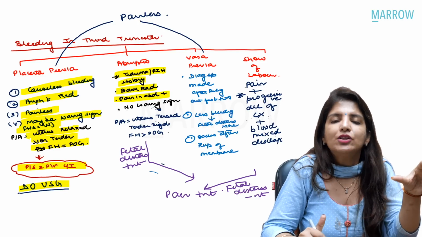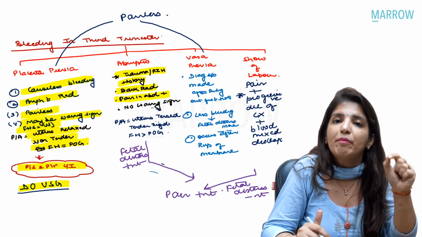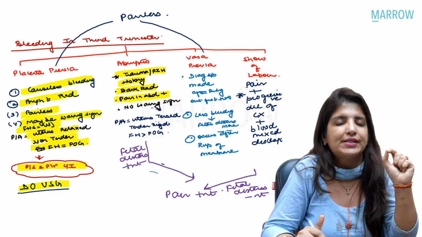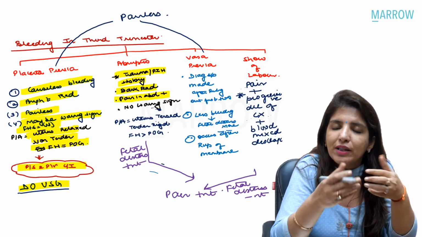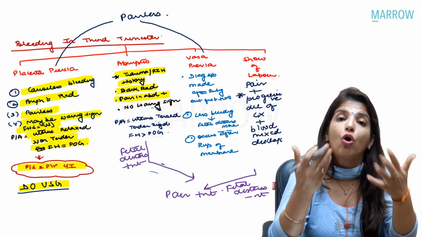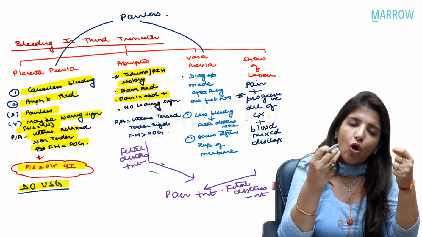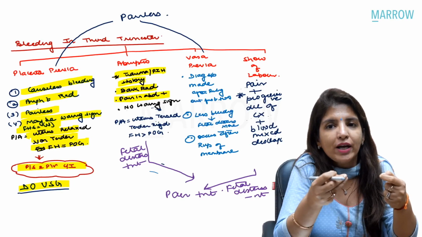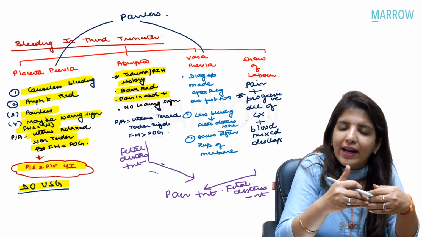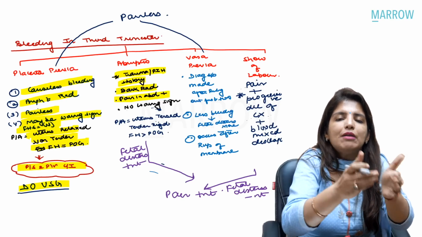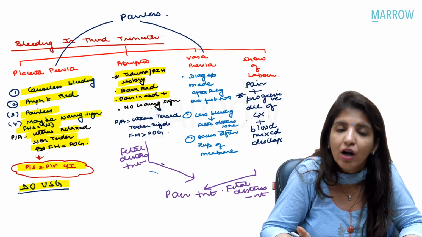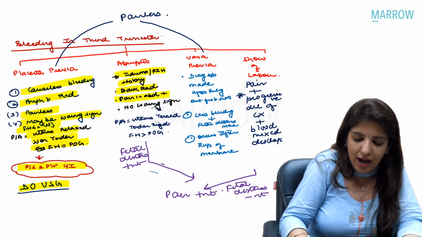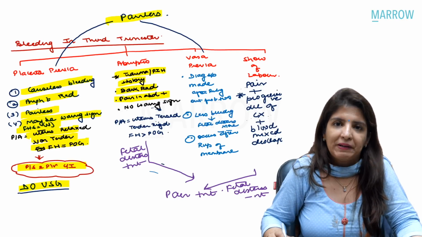In vasa previa, the cord is attached to the membranes. The umbilical cord of the baby is attached to the membranes. So, the moment you rupture the membranes, it is not only the membranes which get ruptured, it is the cord also which gets ruptured. And the cord has the umbilical artery and umbilical vein. So the umbilical artery and vein get ruptured and it is the fetal blood which starts coming out from the mother's vagina. This is what vasa previa is. So, in case of vasa previa, again you have painless bleeding.